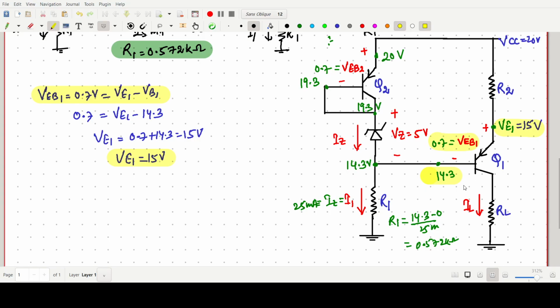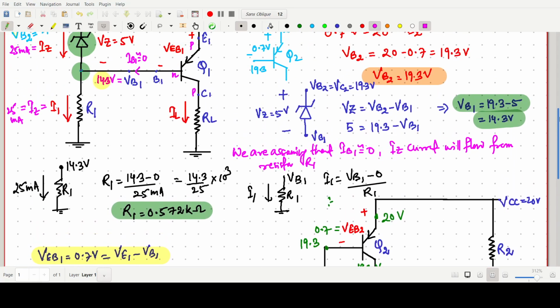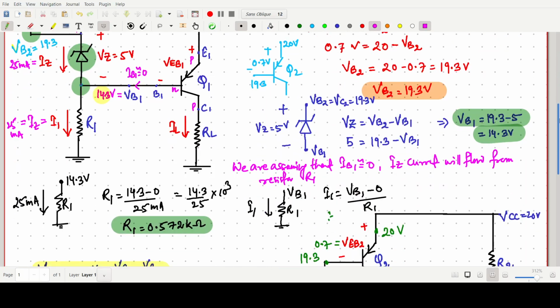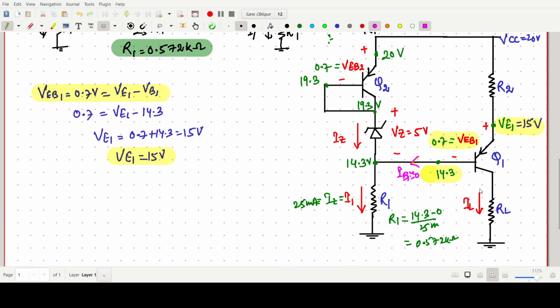Okay. So now we are assuming the current in this one, IB1, is nearly 0. We are not using beta, it is given, but we are not using it. Okay. And IL value is given. IL value is given how much? IL is 12 milliampere. This one is our 12 milliampere. So IB is nearly 0.